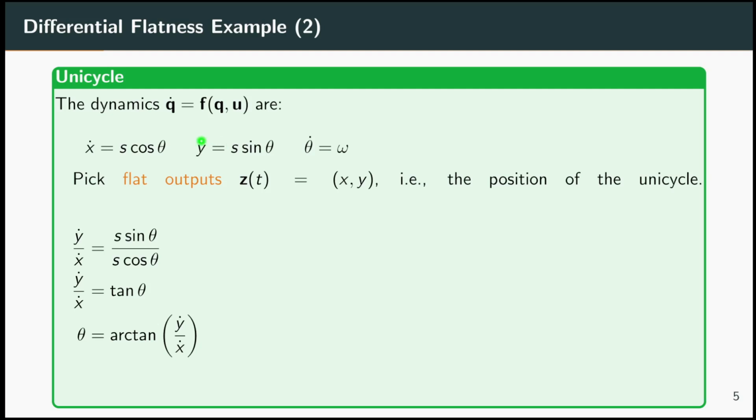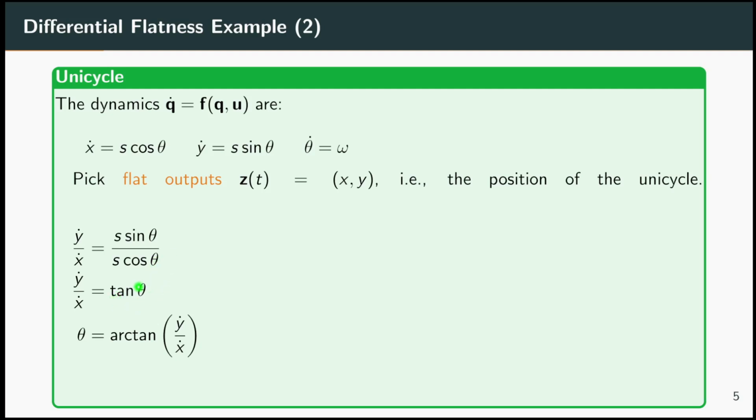So let's go through these transformations. Again, here are the dynamics. In the first step, we can divide this first equation by the second equation. So we get y dot over x dot equals s times sine theta over s times cosine theta. Now, if we assume that s is not 0, these cancel out, and I can simplify the sine over cosine to just the tangent.